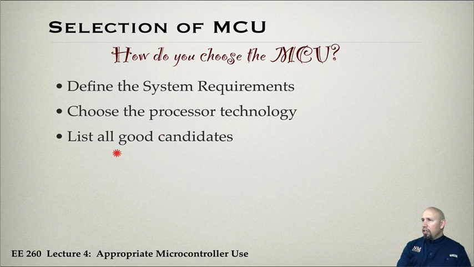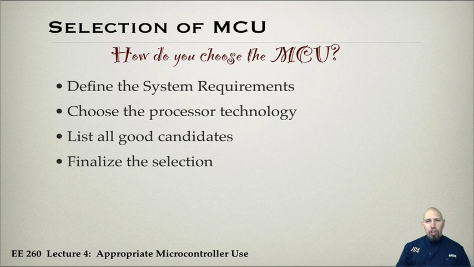So all of these good candidates need to be able to solve the problem. They need to be able to meet the hard system requirements. They absolutely have to meet the hard system requirements. If they don't do that, they don't make it on this list. Now, the soft requirements are the kind of thing that we do in the next step. We need to finalize the selection by looking at the soft requirements.